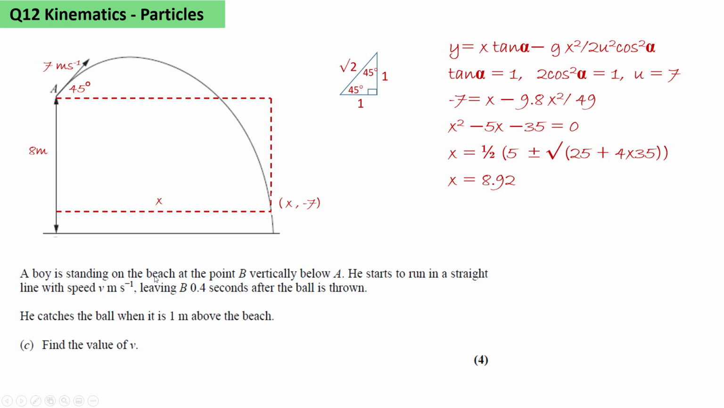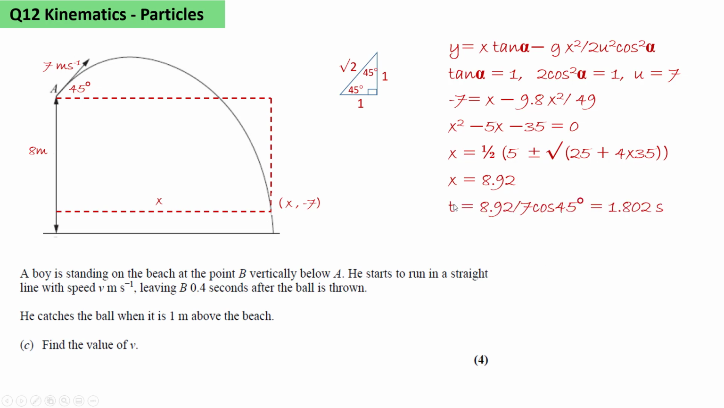We're told that a boy is standing on the beach at the point B, vertically below A. He runs in a straight line with speed v, leaving 0.4 seconds after the ball is thrown. He catches the ball when it is 1 meter above the beach.